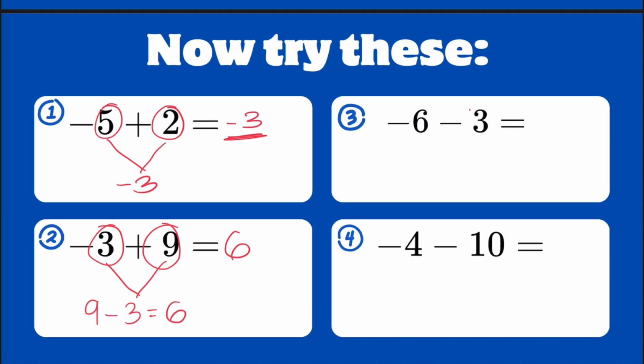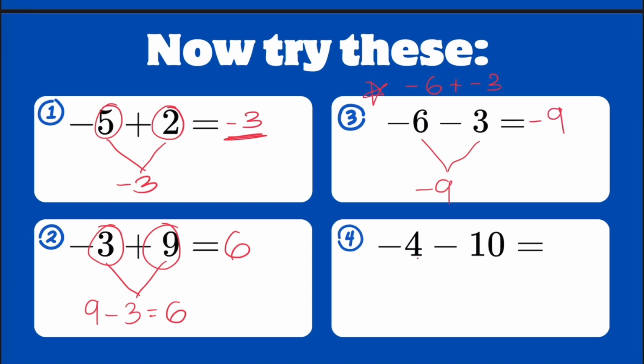Negative 6 minus 3. Now keep in mind that this negative, this minus, belongs to the 3. So this is the same thing as saying negative 6 plus negative 3. So those two are the same thing, so just keep that in mind. Since they're the same sign, we're going to add them. So 6 plus 3 is 9. And what do we do when we have the same sign? We keep it. So we're going to make this negative 9.